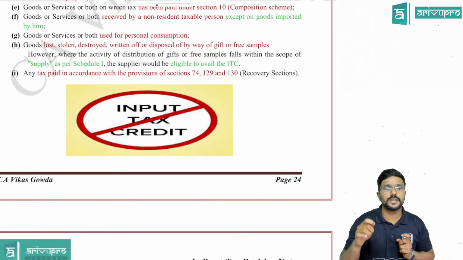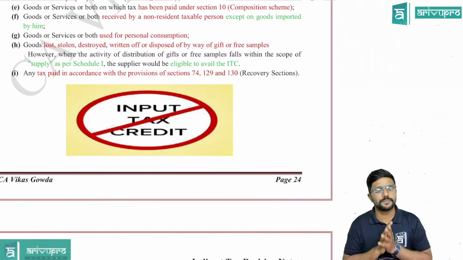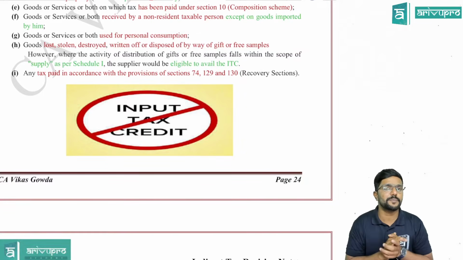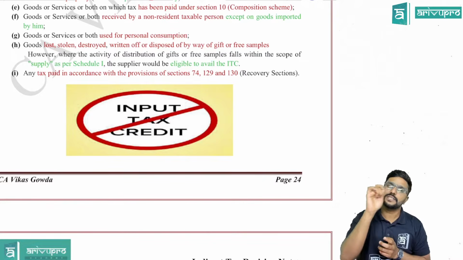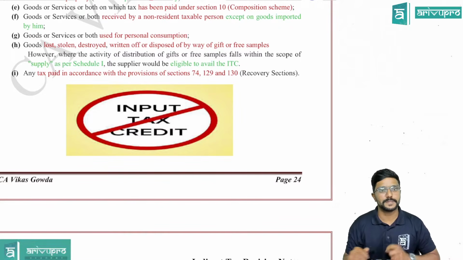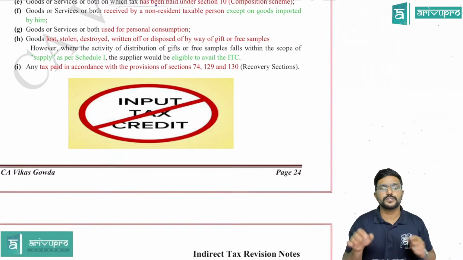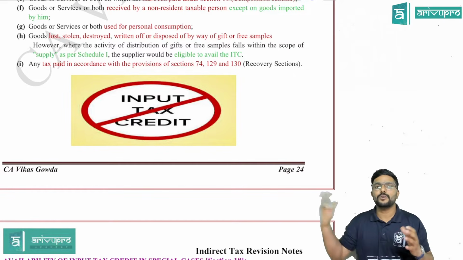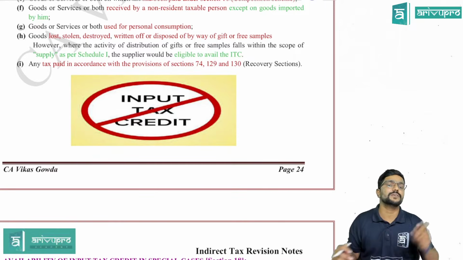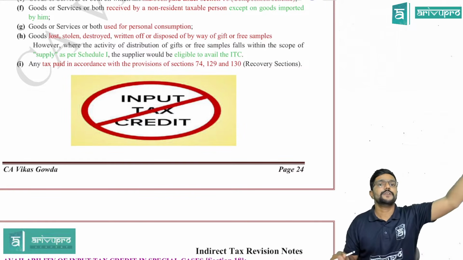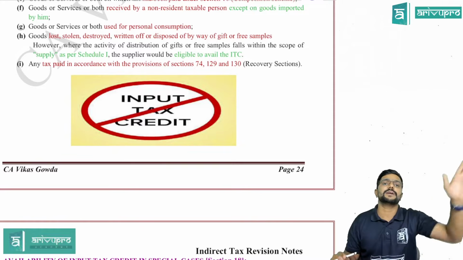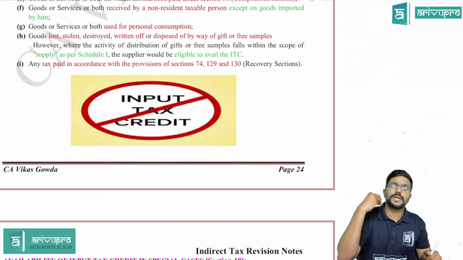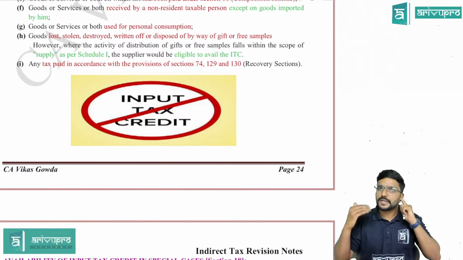Then if the goods or services or both are used for personal purpose or personal consumption, credit cannot be claimed for the same, because one of the conditions is it should be used for business purpose. Then if the goods are lost, stolen, destroyed, written off or disposed of by way of gift or free samples, then on the outward supply, the person will not be paying any tax. So in the same case, for the same goods, if you have paid any tax on the inward supply, you cannot claim the credit.